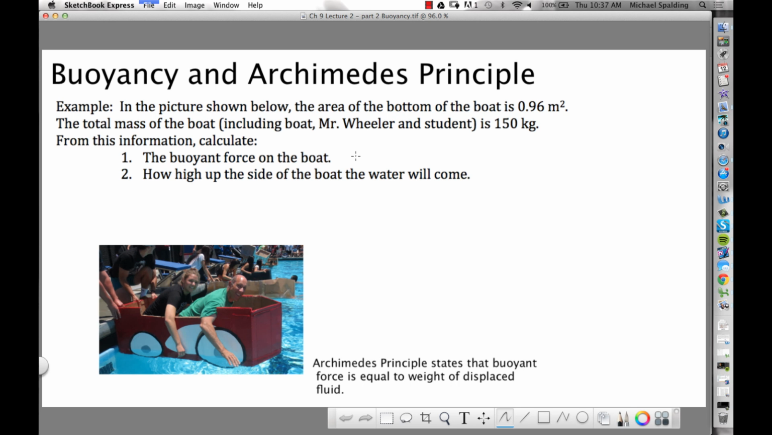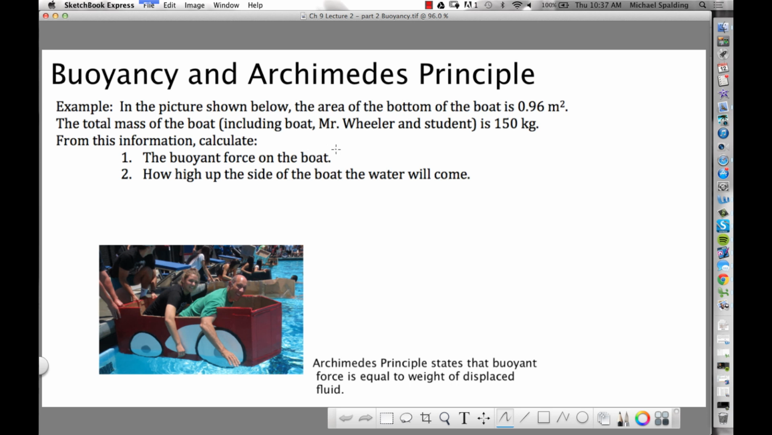All right, so here we have the boat again. You're given the area of the bottom of the boat. The bottom of the boat is 0.96 meters squared. The total mass of the boat, including the boat, Mr. Wheeler, and the student, is 150 kilograms. So from this information, calculate the buoyant force on the boat, which is the easy question.